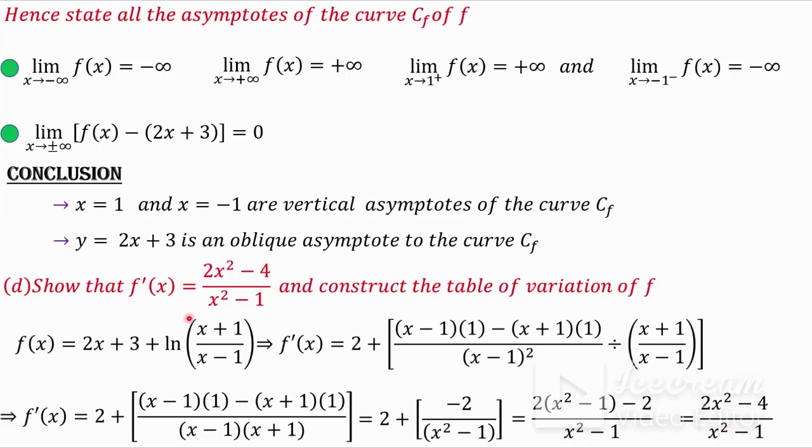This was actually what was being asked for us to show, that is to prove, in the D part of the question. So let us move forward and construct the table of variation of f.